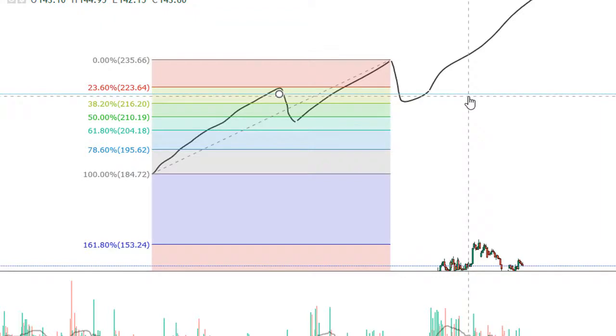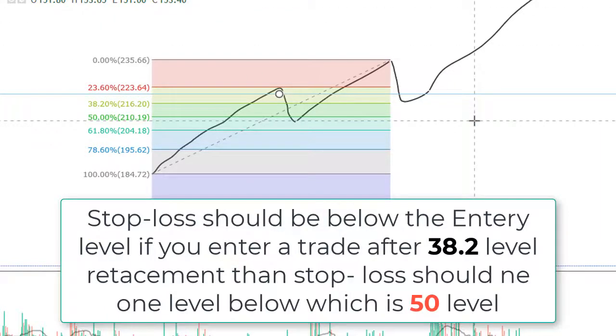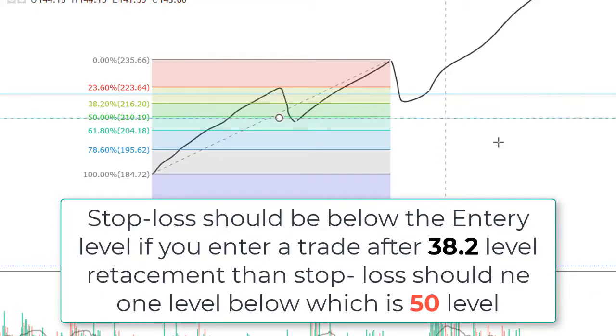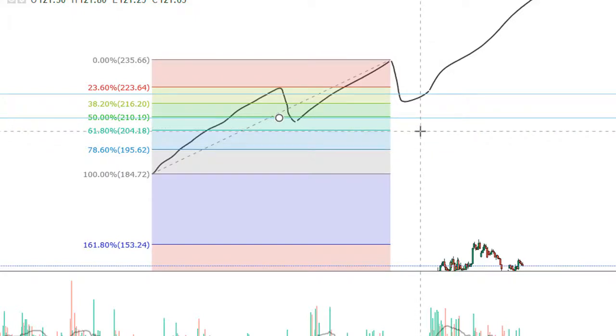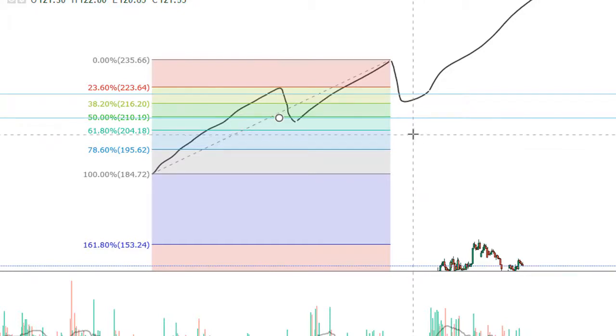For example, if this is our entry, then the stop loss would be one line below the entry. For example, 38.2 is our entry level, right? Below that it's 50, so our stop loss should be on the 50. Next, if the stock price would have come and touched the 50, then it has a pullback here. Then if you are entering at the 50 level, then your stop loss should be on 61, because you have to remember one line below your entry. So it might be confusing now. So when I go to the real chart, it will be easy for you to understand.